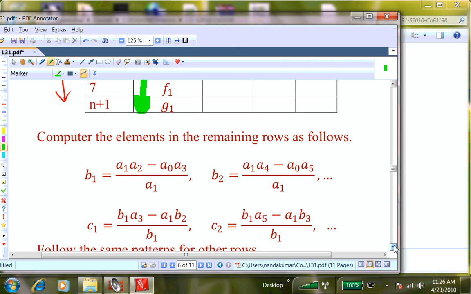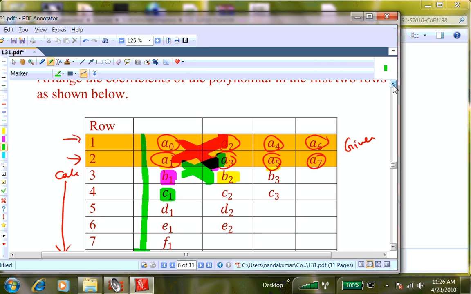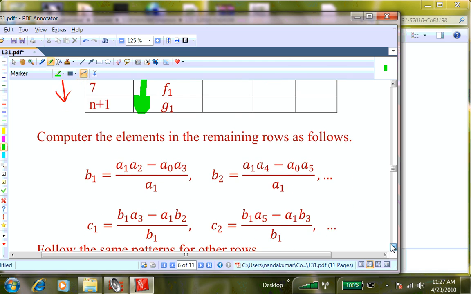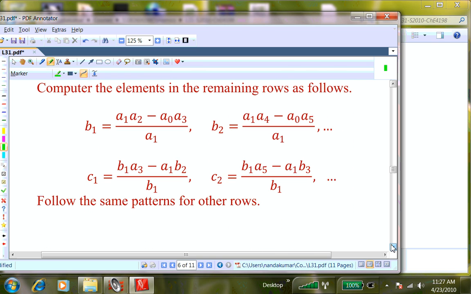Okay, so I compute the elements according to these rules. B1 is calculated as A1 times A2 minus A0 times A3. I remember the way simply across, just like a gradient: A1 times A2 minus A0 times A3. Something that you have learned in determinant calculation, same pattern. So you're filling the entire table.